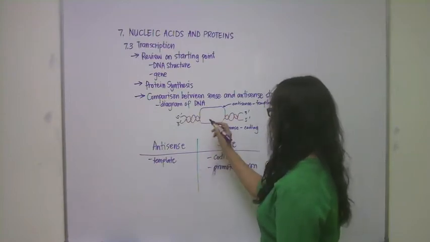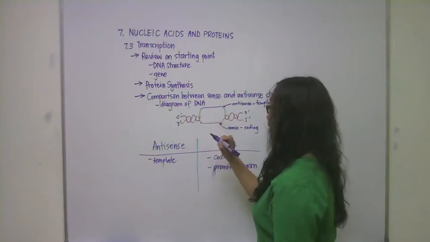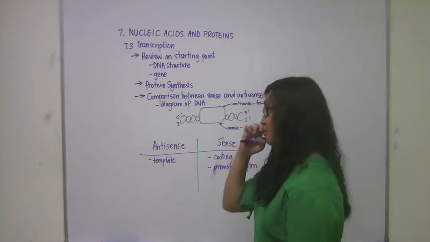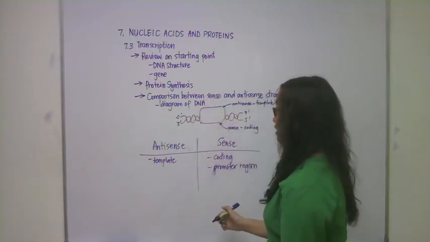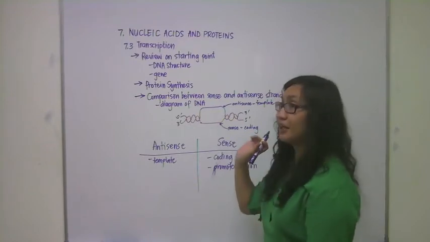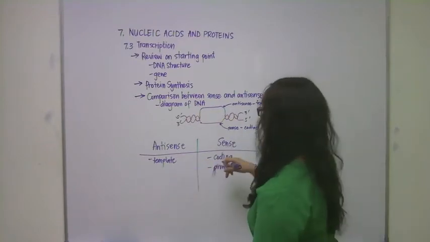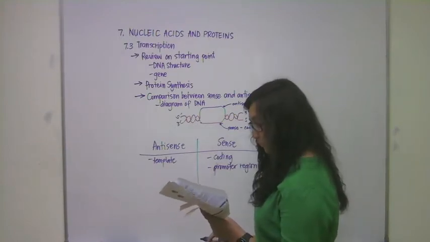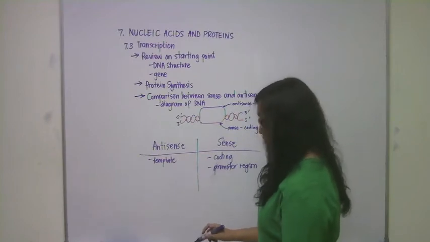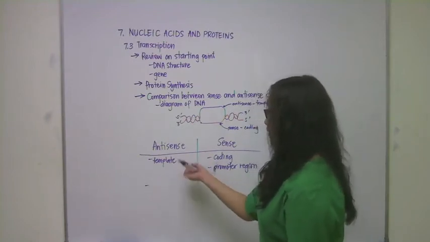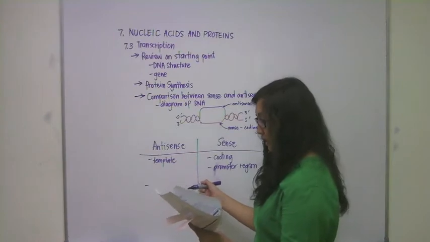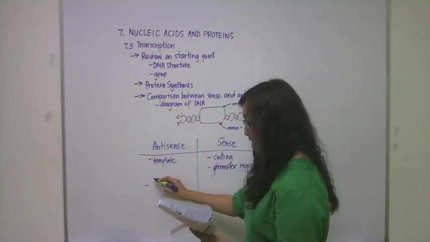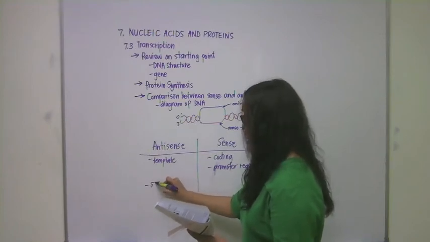So the promoter region is a region in the DNA that is going to be recognized by the RNA polymerase, the enzyme used for the process of transcription, so this is where the RNA polymerase is going to attach itself. Okay, so in the case of the antisense strand, it has the same base sequence as the tRNA.